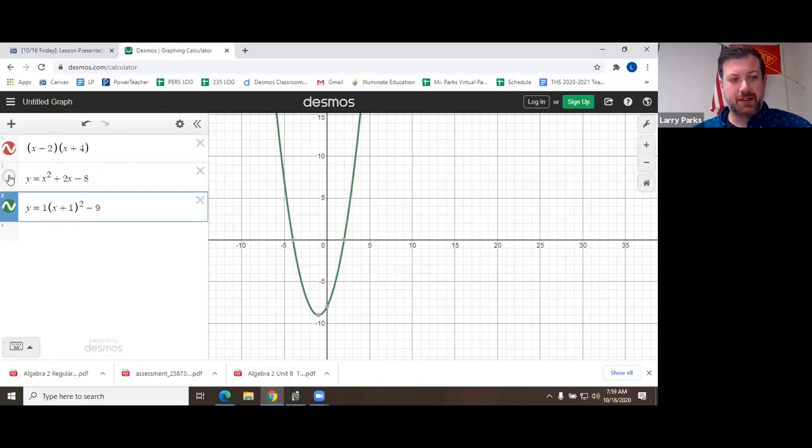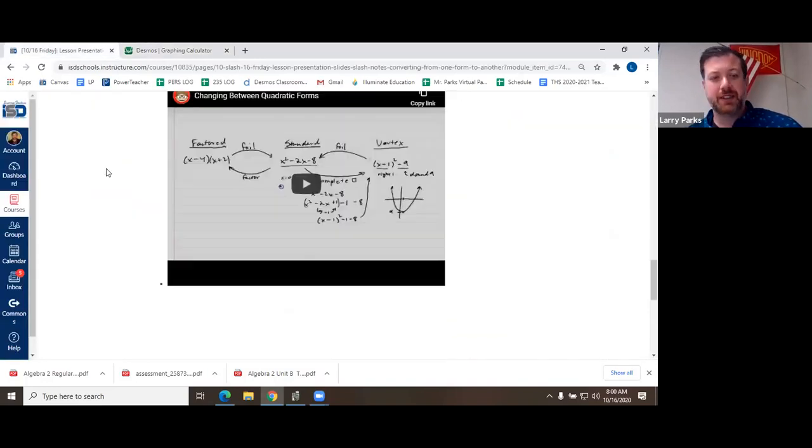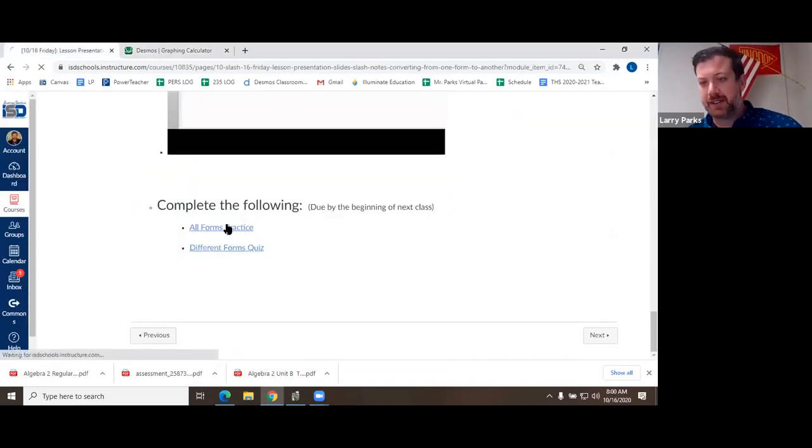And notice those are the same thing. And all I'm doing is clicking that to turn it on and off. And what is the vertex? The vertex is negative 1, negative 9. Let's see. Negative 1, negative 9. So while you're doing these, and I'll show you what your practice is, here's your practice.